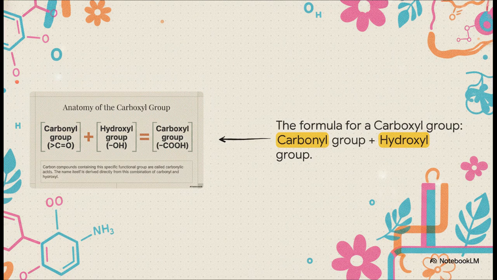Carboxylic acids are all about a thing called the carboxyl group, and the name itself gives you the recipe. It's a mashup of a carbonyl group, that's the C double bonded to an O, and a hydroxyl group, the OH. You stick them together on the very same carbon atom, and boom, you get the carboxyl group, written as COOH. Every single carboxylic acid has this exact signature.